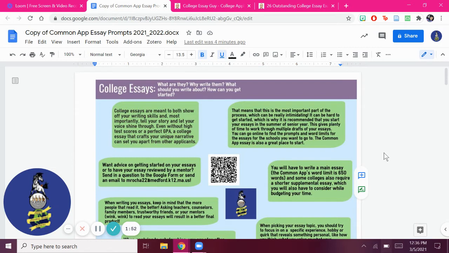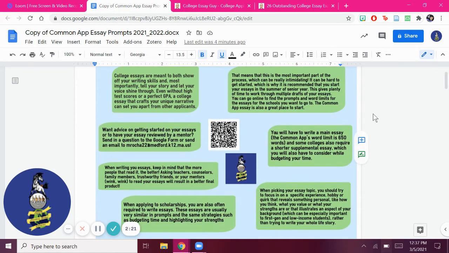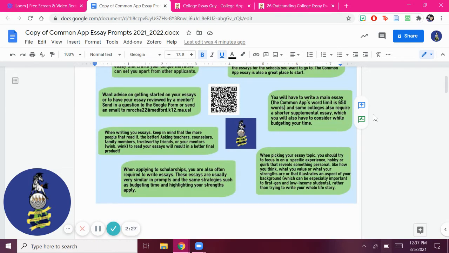The Common App essay prompts are released, and I will be going over those soon. By starting early, you get plenty of time to work through multiple drafts, and you can go online to find the prompts and word limits. The Common App essay prompts are 650 words, and they're a great place to start in terms of practice, and you will likely be writing one of those essays. So you will have to write a main essay. The Common App word limit is 650 words, and some colleges also require a shorter supplemental essay. This is something that you will have to consider while budgeting your time.